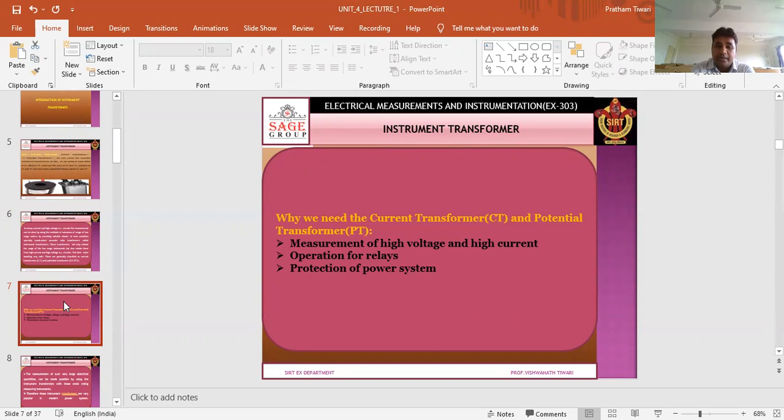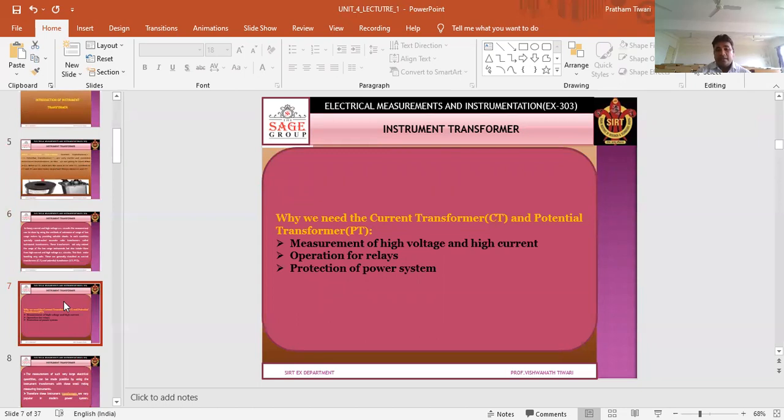In the CT, the ratio is 1 ampere or 5 ampere. In the case of the potential transformer, the ratio is 110 volt or 120 volt. These ratios are generally used in high voltage and high current measurement. The transformer which measures the current is called CT, and the transformer which measures the higher voltage in the circuit is called potential transformer.